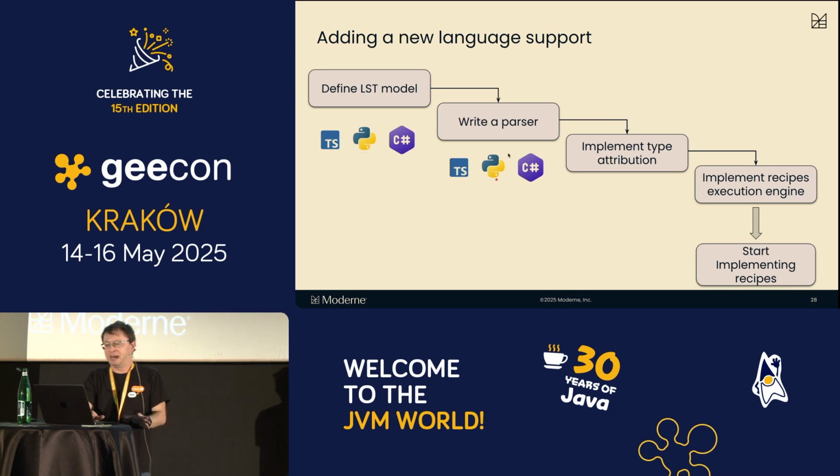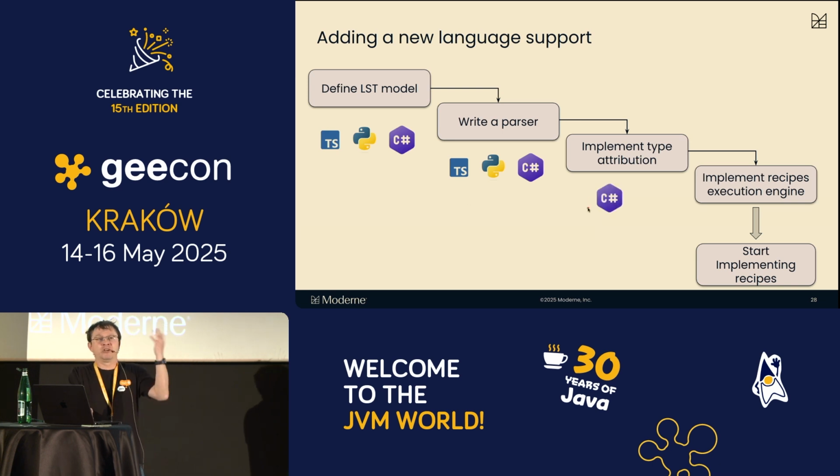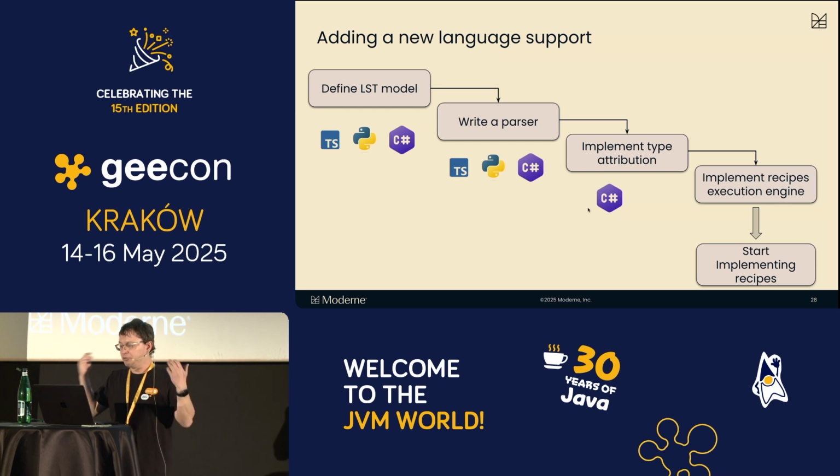The worst compiler is Python. With the Python compiler, we are not even able to get type attribution. So now we are looking for some additional specific library for Python where you can get this type information. In terms of type information and type attribution, C# is mostly done. With TypeScript, we are working on this.